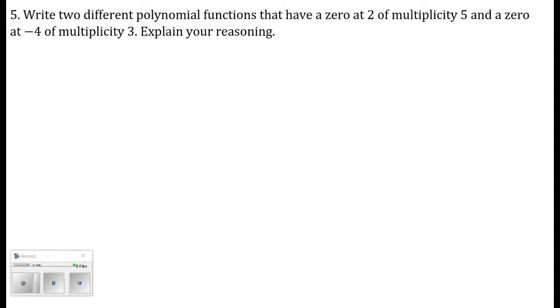Number 5, write 2 different polynomial functions that have a zero at 2 of multiplicity 5 and a zero at negative 4 of multiplicity 3. So we can write p of x. I want it to have a zero at 2. Well, if x equals 2 is a zero, what's the factor? x minus 2 is the factor. So I'm going to write x minus 2, and I want that to have a multiplicity of 5, so I'm going to raise it to the 5th power.